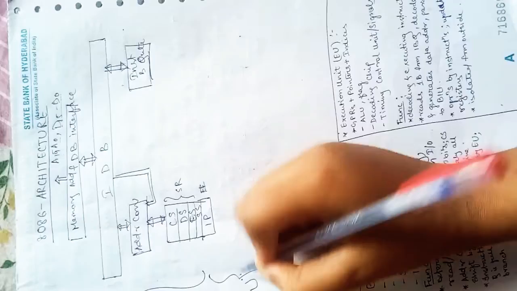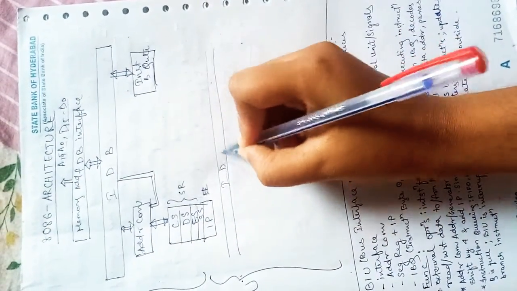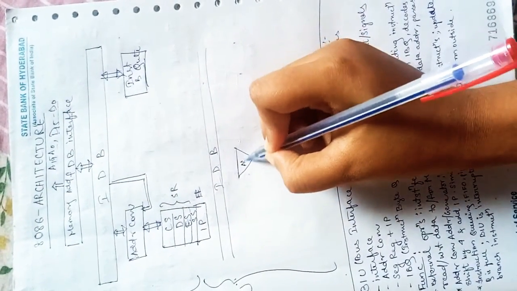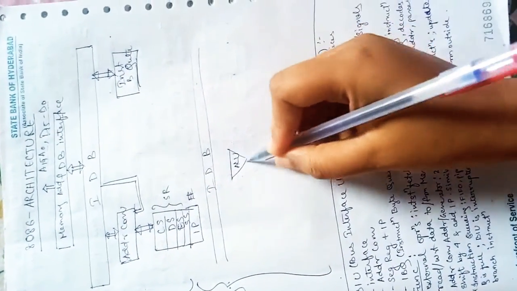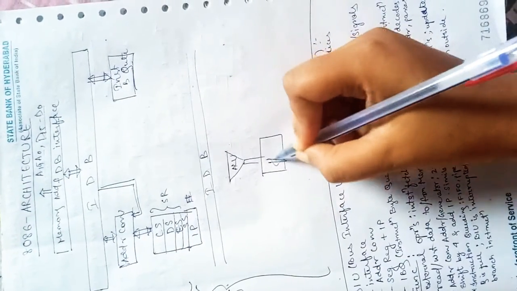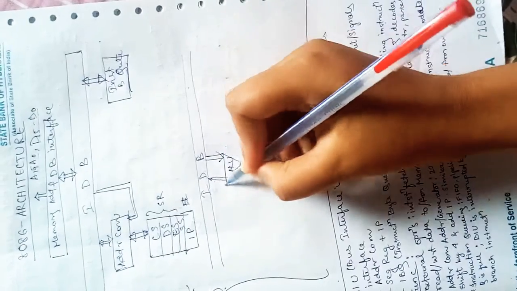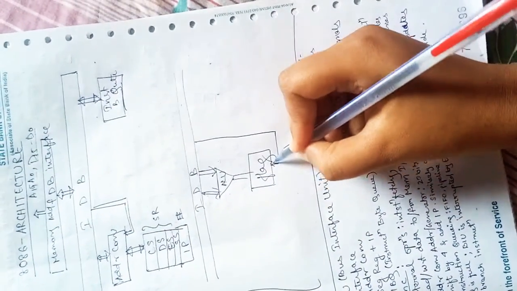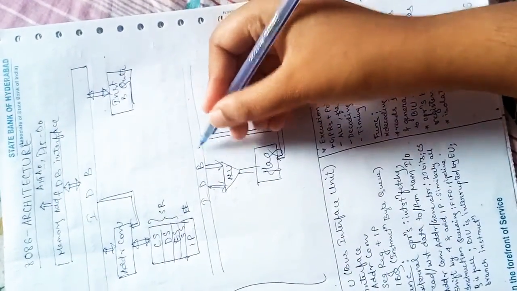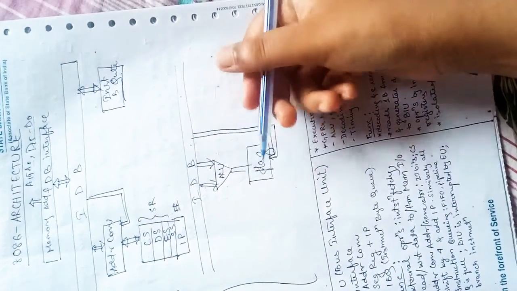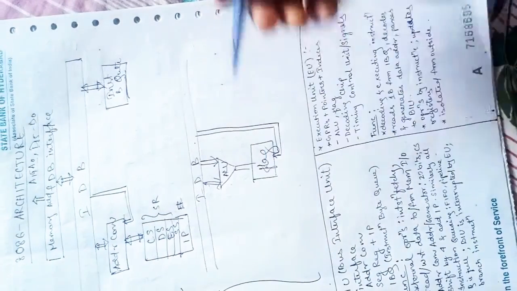Then in the execution unit we have the same internal data bus, from which we have our ALU or arithmetic logical unit, to which flag is connected, and these all are connected with the internal data bus, because from the internal data bus we will take the data and execute in the ALU, and then accordingly our flags will be updated.